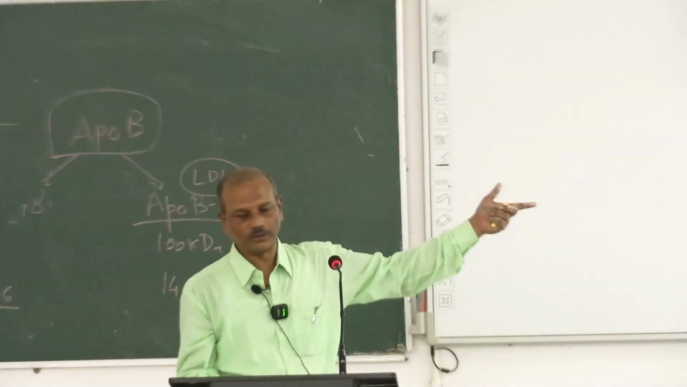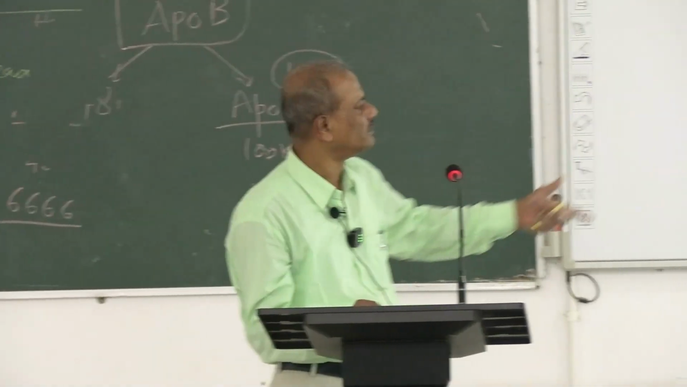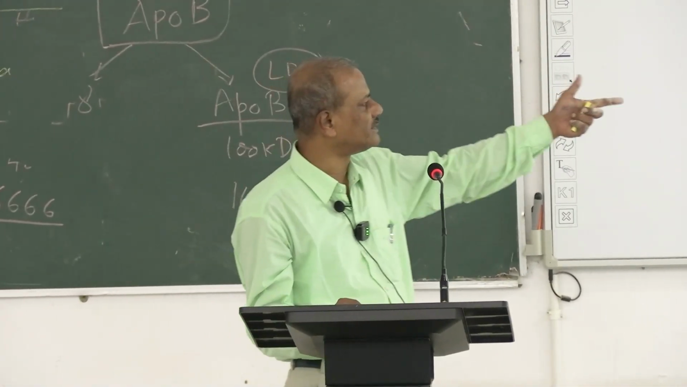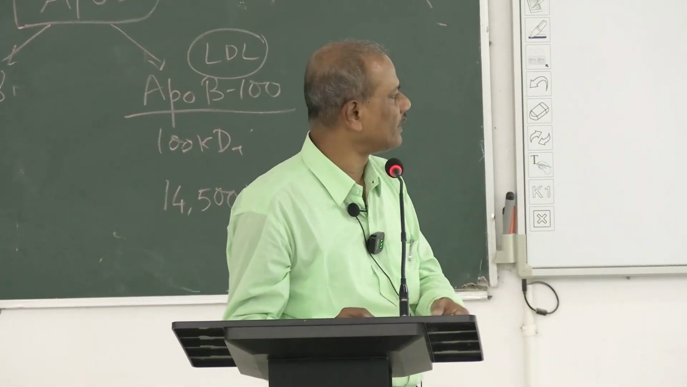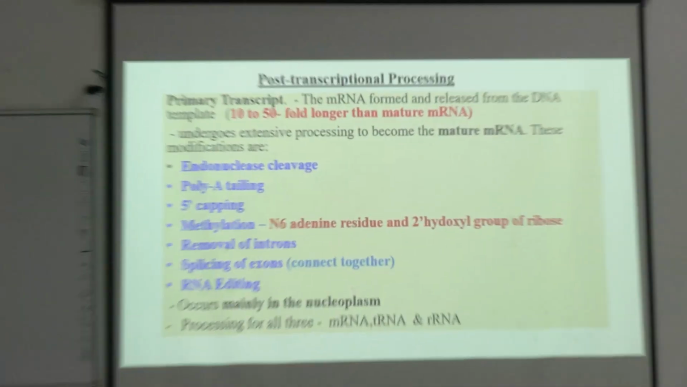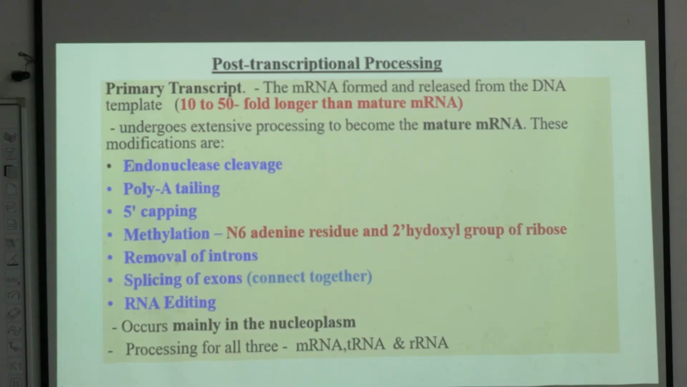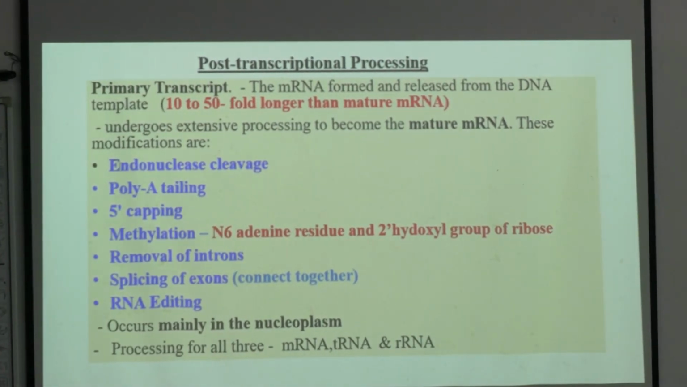Then poly A tailing I have told, 5' capping I have discussed. Methylation of the N6 residue and the 2' hydroxyl group of ribose, they get methylated. Removal of introns I have told. Splicing of exons, meaning joining together, I have told, and RNA editing. These are the basic points for the quarter.